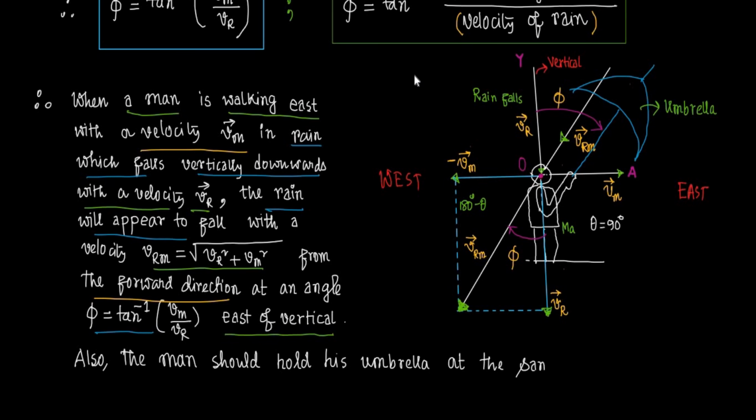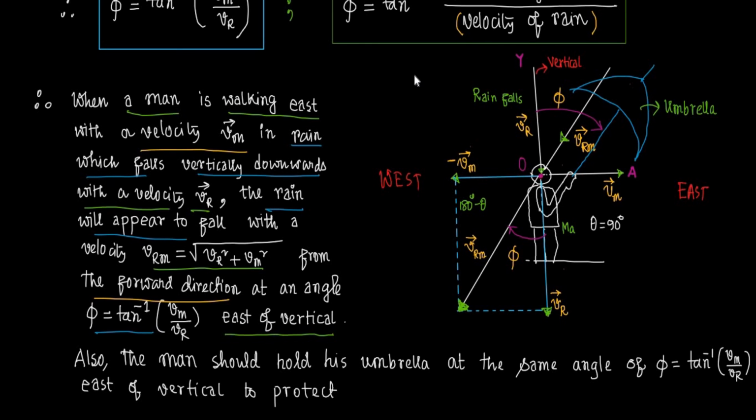The man should hold his umbrella at the same angle of phi equal to tan inverse Vm by Vr east of vertical in the forward direction to protect himself from the rain.